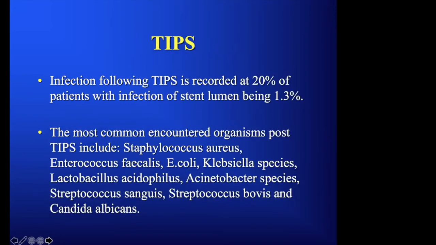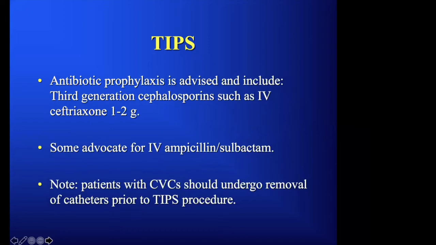So the TIPS procedure. Infection following the TIPS procedure has been recorded to be around 20%, and of these, stent lumen infection is around 1.3%. The most commonly encountered organisms post-TIPS include Staph aureus, Enterococcus, E. coli, Klebsiella, Streptococcus viridans, and Candida albicans. So prophylaxis for these should include third generation cephalosporins, such as ceftriaxone, either 1 gram or 2 grams. And some people have advocated the use of IV combination of ampicillin with sulbactam. Again, consider that any patient who has to undergo TIPS with central venous catheters, those catheters should come out prior to the procedure, as these can also be sources of infection.